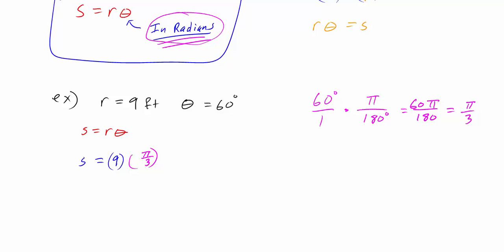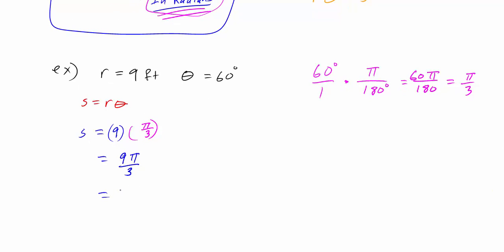So now we can multiply this out, and we would get 9 pi over 3. And of course, then we could simplify that. So we would just end up with 3 pi. Now remember, S here is representing the arc length.